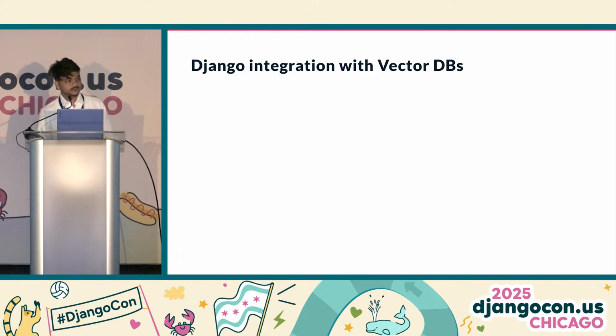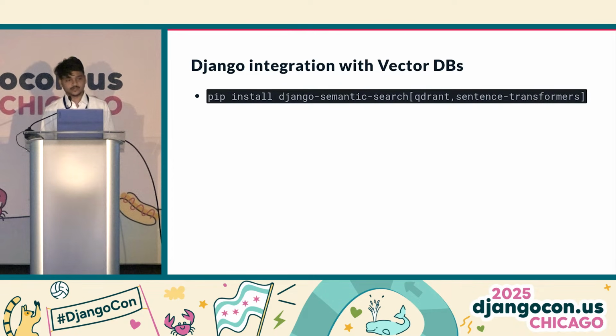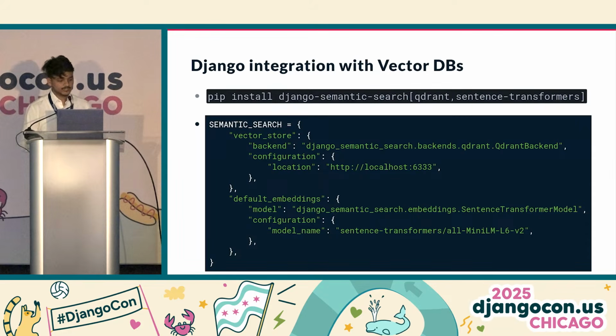So now let's come to the part of integrating vector databases into Django. I did show you the internal HTTP APIs so that you can generally understand what's happening under the hood. But when it comes to Django integration, we have a library called Django Semantic Search. You can use it. And in the settings.py file, you're going to specify something like this, where you specify the vector store that you're going to use. There are different backends which can be used. I'm using Qdrant here, but you can use others as well.